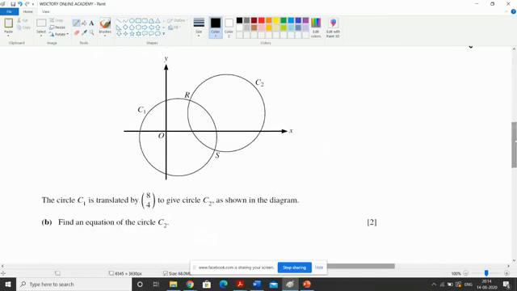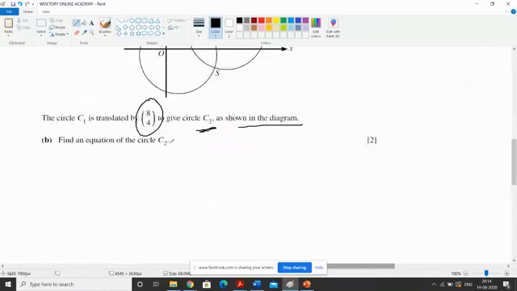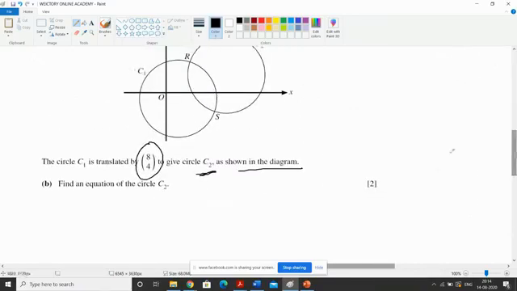Next question. The circle C1 is translated by (8, 4) to give circle C2. In the diagram, find the equation. As I explained earlier, if you're translating by (8, 4), the center coordinate will change, not the radius. So the radius will remain root 41.